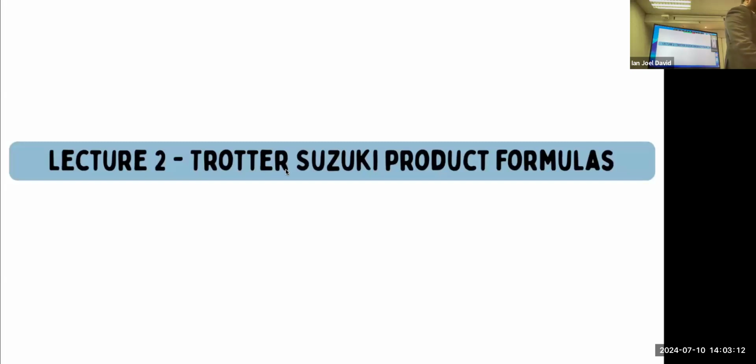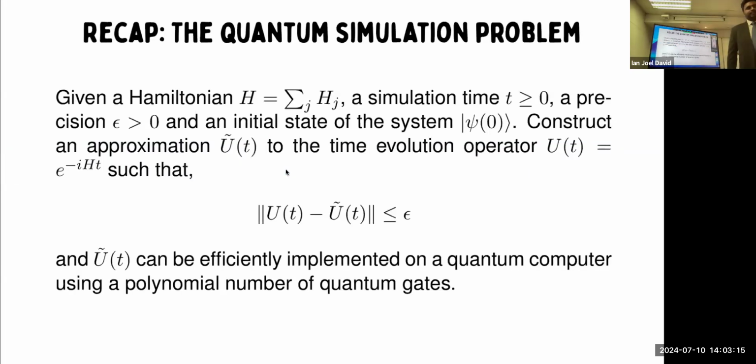Okay, let's recap the problem of quantum simulation. When we're dealing with closed quantum systems, the object of interest is the Hamiltonian. Last week, where we left off is we said that we're given a Hamiltonian H, which is a sum of smaller terms Hj, and by smaller, I'm referring to something called simpler, which I'll explain in a moment. A simulation time t bigger than 0, some precision epsilon, and an initial state of our quantum system, which is the ket psi 0.